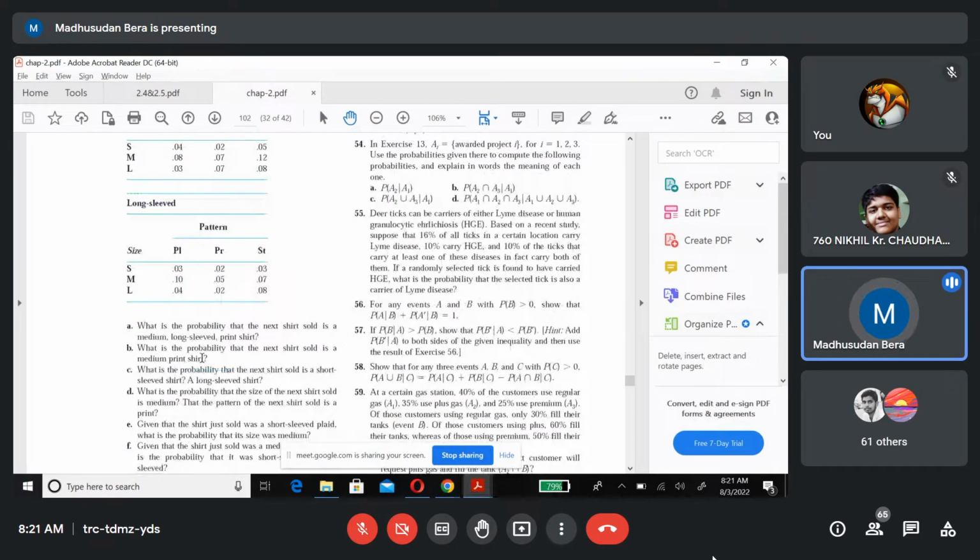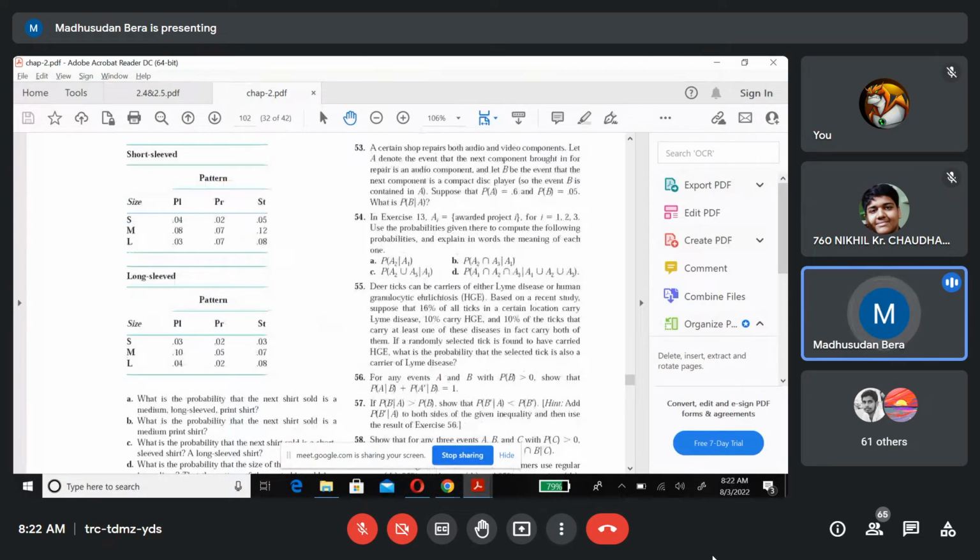B. What is the probability that the next shirt sold is a medium print shirt? Medium and print are mentioned, but it is not mentioned whether it is short sleeved or long sleeved. So a medium print shirt is either long sleeved or short sleeved. Short sleeved is 0.07, long sleeved is 0.05.